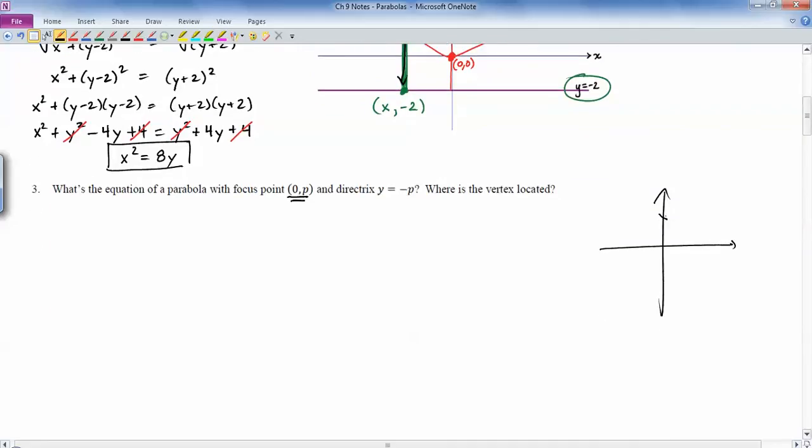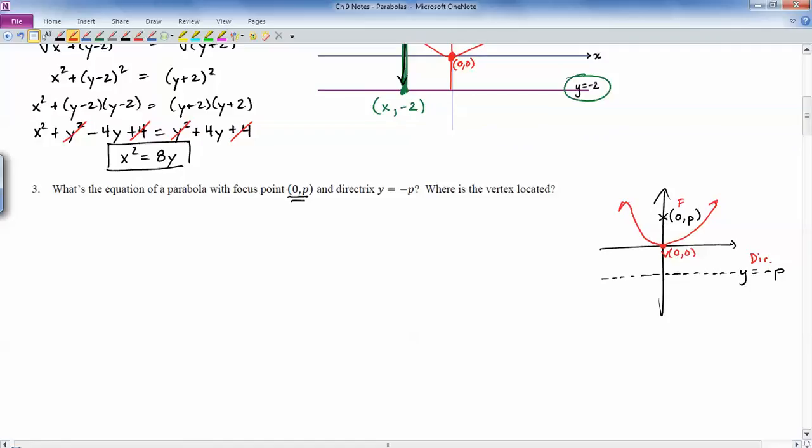So the focus will be at 0, p. The directrix will be at y equals negative p. And then if you think about a point that's definitely the same distance between those two things, 0, 0's the easiest one. So that's our vertex right there. Vertex 0, 0. And then it's going to curve out like this, because it always cradles the focus point. I'll label this directrix, dir there.